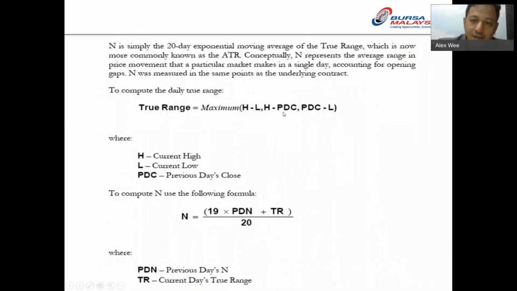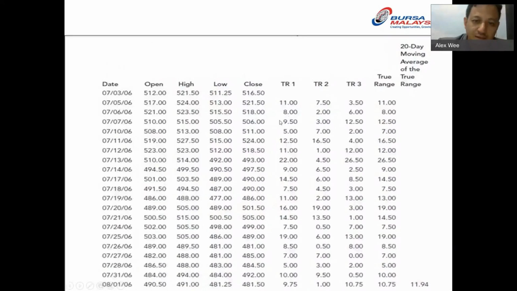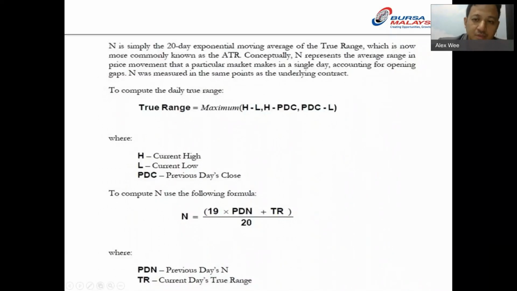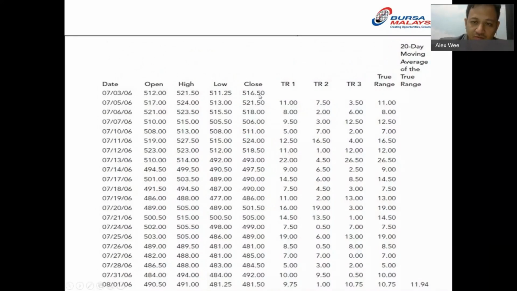The second number is high minus yesterday's close. High is 524. Yesterday's close is 516.5. So the difference between 524 and 516.5 is 7.5. That's the second number. The third number is yesterday's close minus today's low. Yesterday's close was 516.5, today's low is 513, so the difference is 3.5.